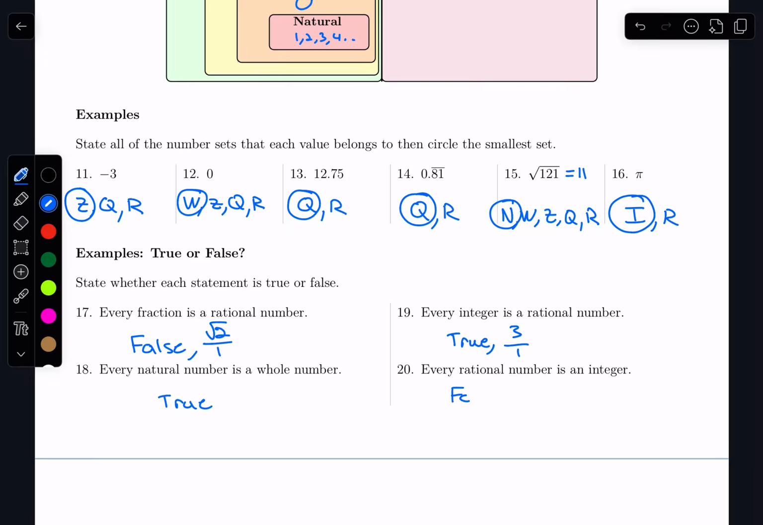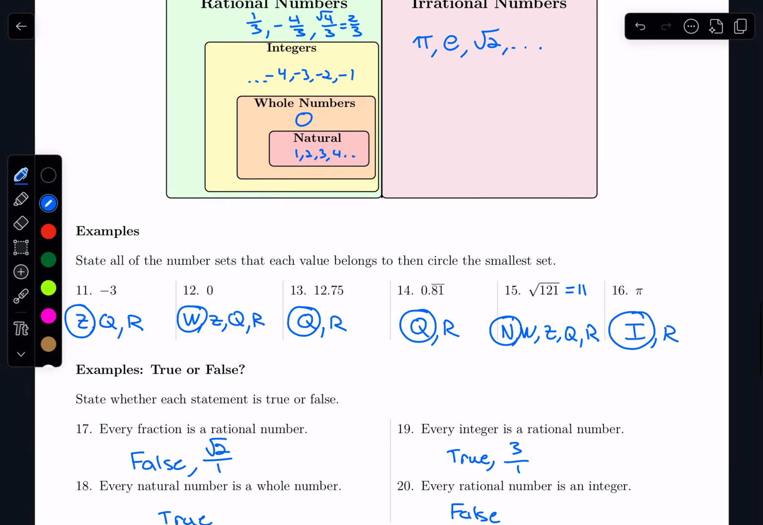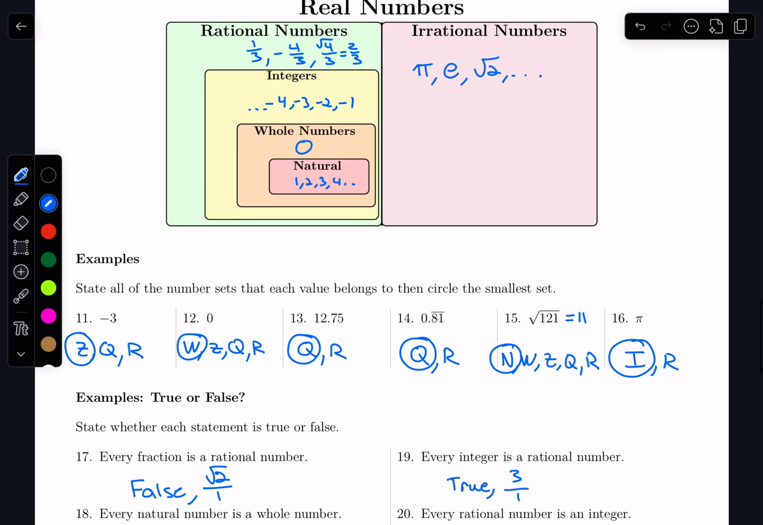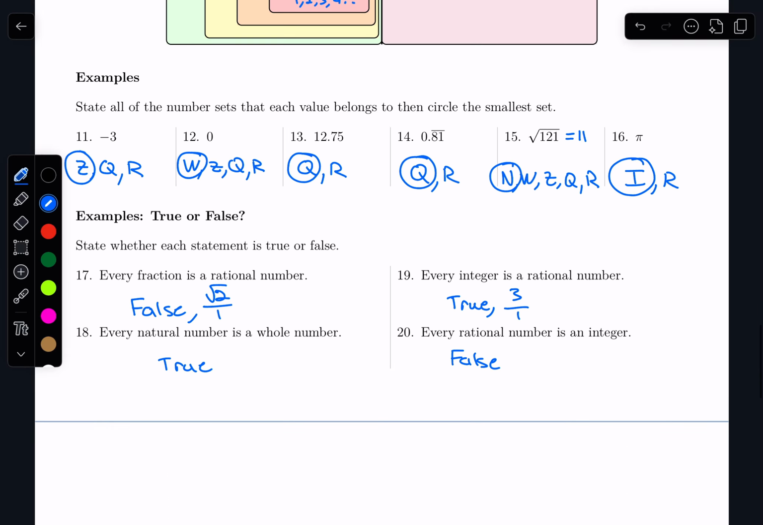This is just false. We can see in our chart that the rational numbers take up more space than the integers. And so there are plenty of rational numbers that are not integers, such as 1/3 is rational, but not an integer. And so that one is just completely false.